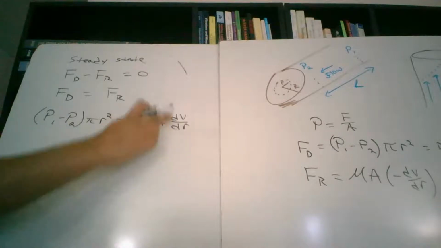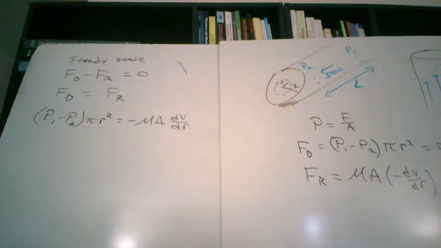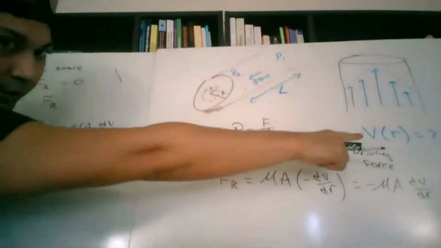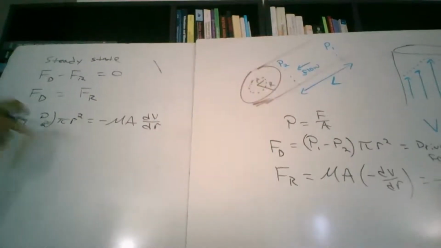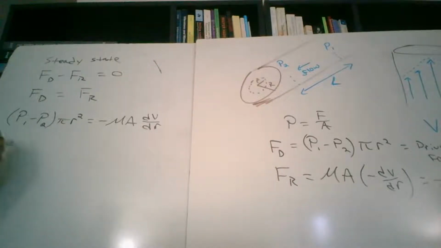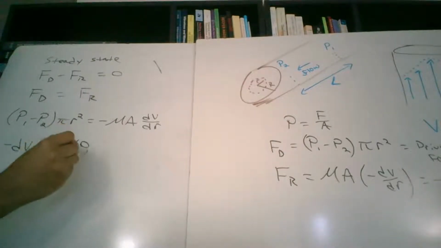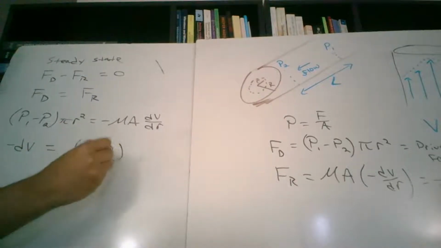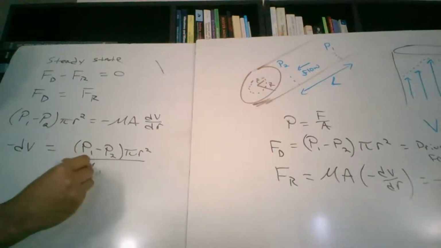I could separate the dv and the r to two different sides here and solve for the velocity as a function of r, because that's my goal. Well, there's an r term here, so I've got to bring this r term over, and then these are constants. So I could write this as negative dv is equal to (pressure 1 minus pressure 2) pi r squared divided by mu times A.